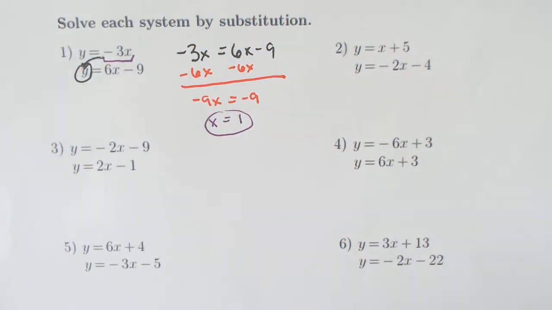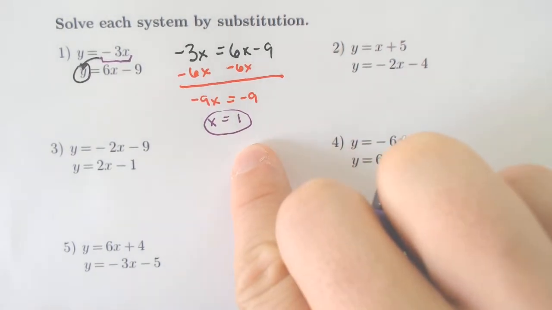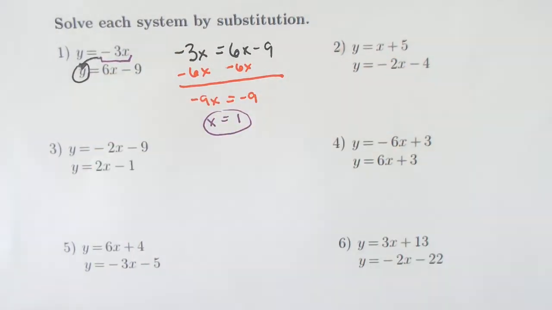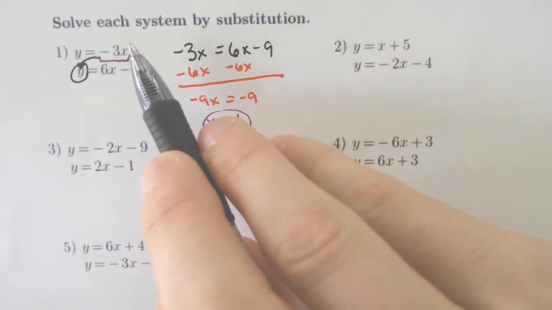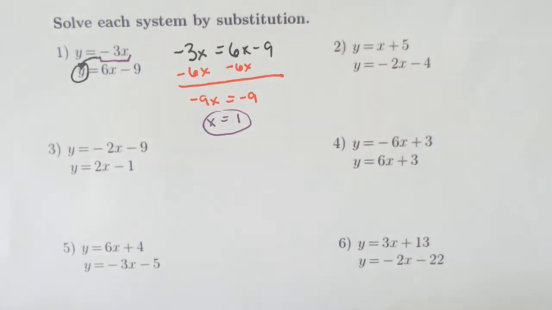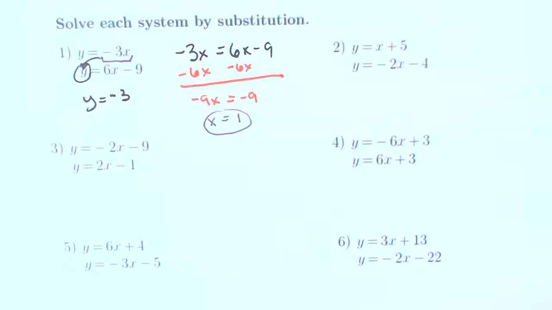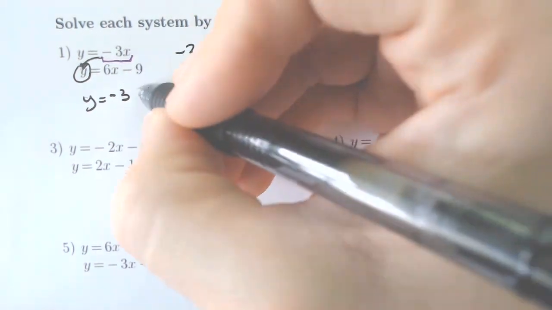In order to get the full answer, you have to plug this 1 back into either of the two equations. Whichever one you decide you want to plug it back into. You can plug it into the top one or the bottom one. Doesn't matter. Whatever one you determine is easier. I think the top one is easier in this case. If I plug it in, I'd have y equals negative 3 times 1, and I get negative 3.